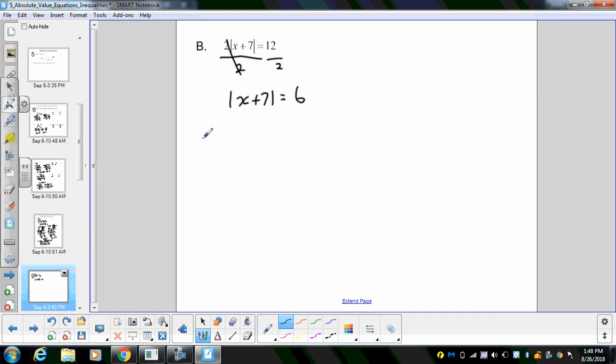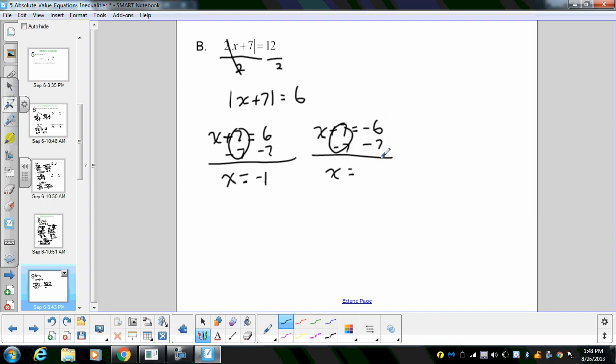Right? And then I can make my 2 equations. So it gives me x plus 7 equals 6 and x plus 7 equals negative 6. And then I'm going to subtract 7 on both sides. Went ahead and just did it across the board. So 6 minus 7 gives me negative 1.